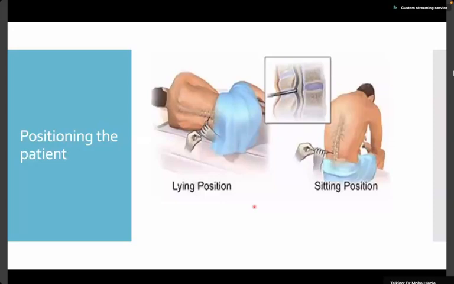And when you make them sit, if it's a pregnant patient, you also give them a pillow, and they hug the pillow, and you almost tell them that you just need to sit like you're slouching, just to open up the vertebrae, so that you can get into the epidural space and be able to reach the space that you want to go into.